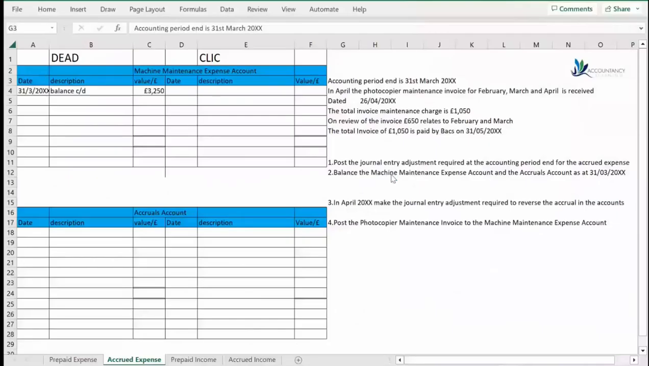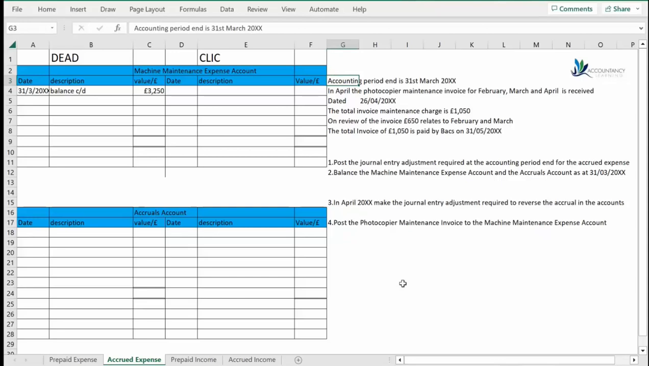Let's look at an example of accrued expenses. In this particular example, the accounting period end is the 31st of March. In April, the photocopier maintenance invoice for February, March and April is received, dated the 26th of April.